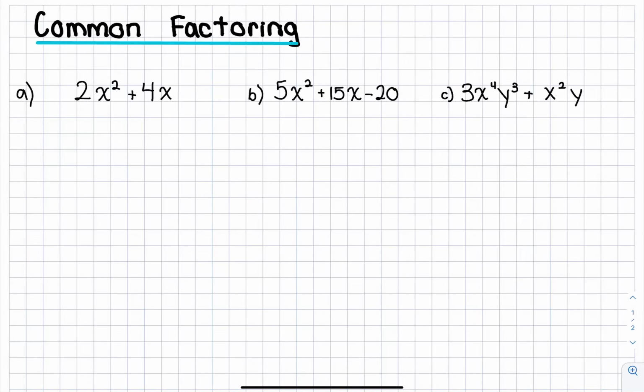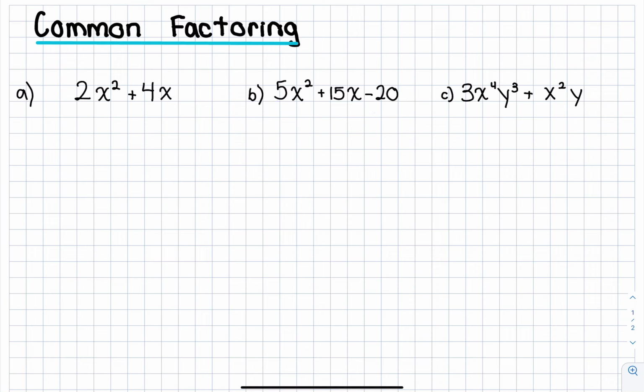Today we're going to take a look at common factoring. The very first important thing to note is what a term is. A term is separated by an addition or subtraction sign and consists of numbers and variables like x or y that are being multiplied. If we take a look at A, this right here is a term, our 2x squared, and our 4x is also a term. In this case, we have two terms, but in B, we have three terms.